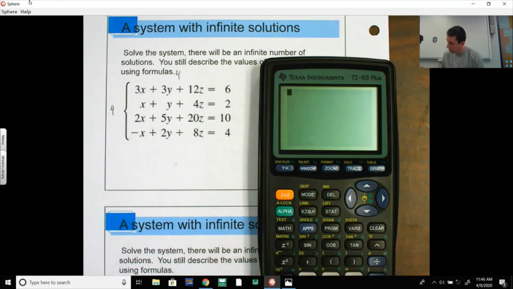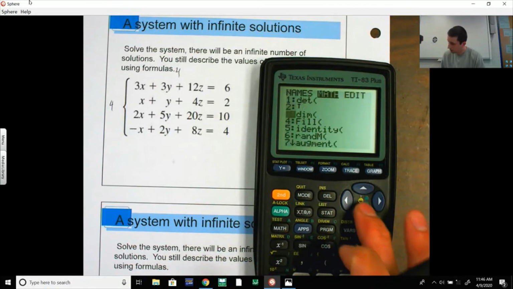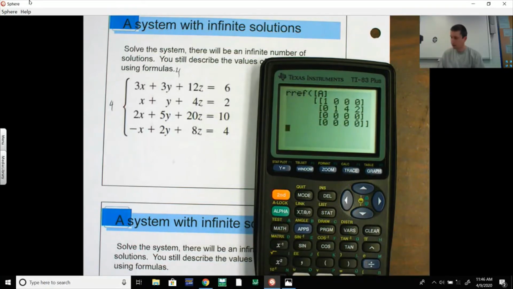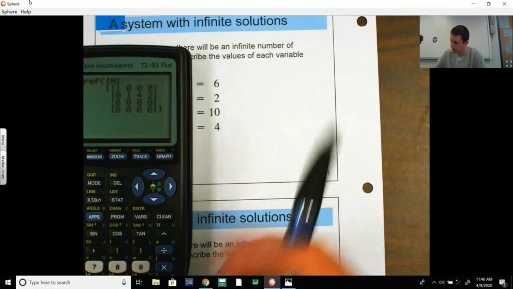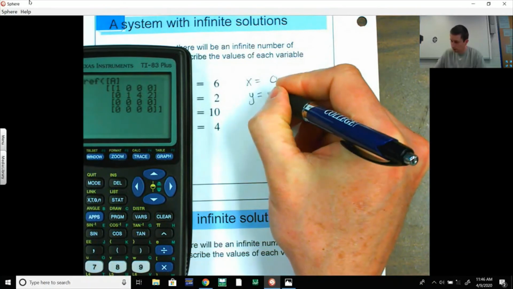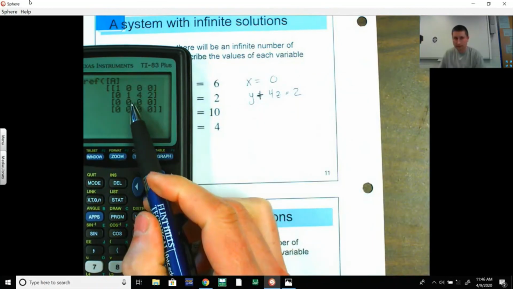Okay, so what happens here when you do that reduced row echelon? Reduced row echelon for matrix A. Not everything is going to cancel off. Okay, and we get these zeros here. And this is a clue that we're going to have some sort of infinite solution. So we have x equals 0, and then we have y plus 4z equals 2. So how this gets written is we know x equals 0, and we have y plus 4z equals 2 from that second row right there.